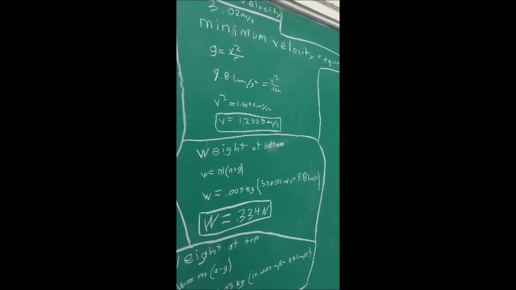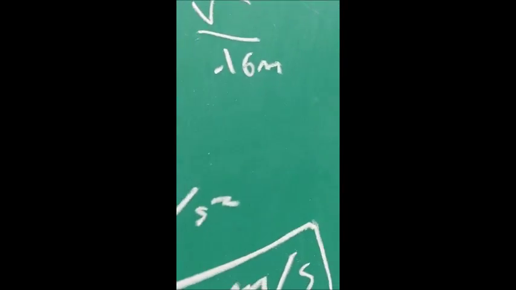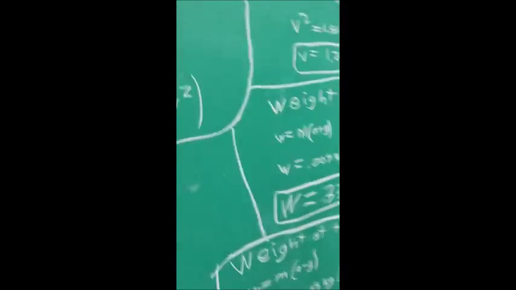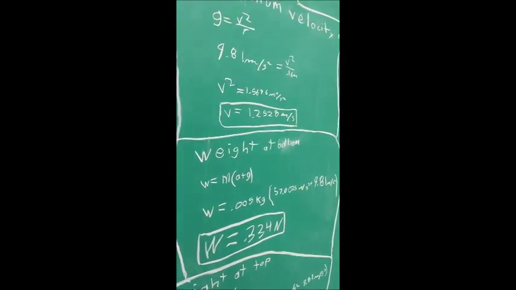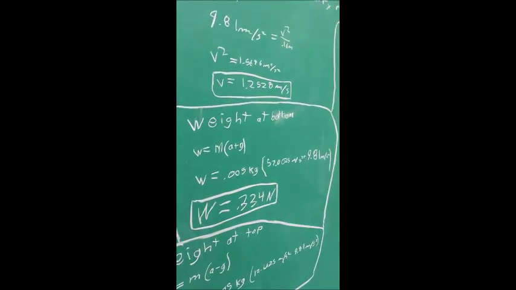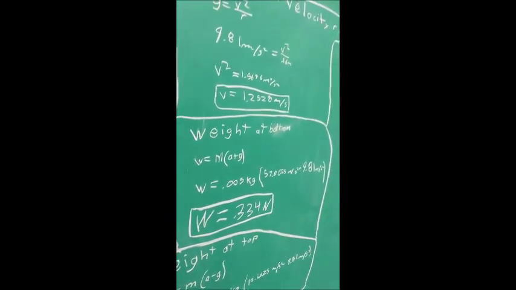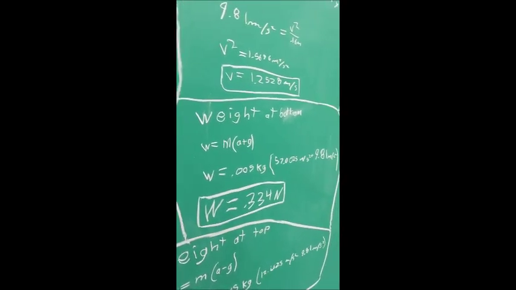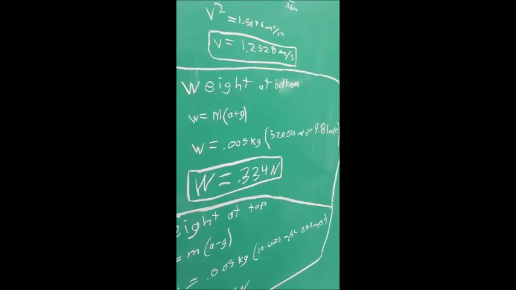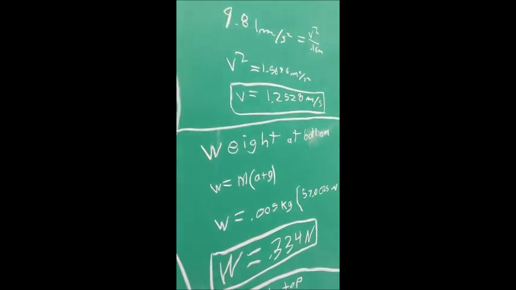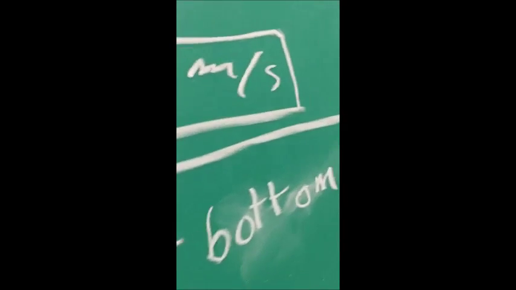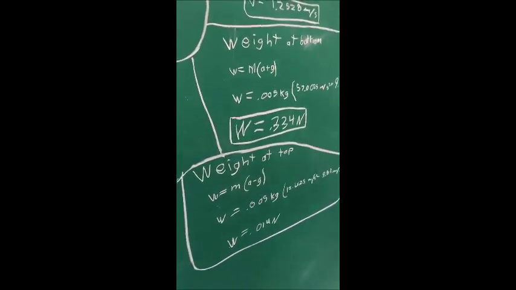Our r was 0.16 meters, and r is the radius of the loop. When we multiplied the radius by the g value, which is 9.81 meters per second squared, we got v squared equals 1.5696 meters squared over second squared. And the velocity is 1.2528 meters per second. That's the velocity required to go through the loop.